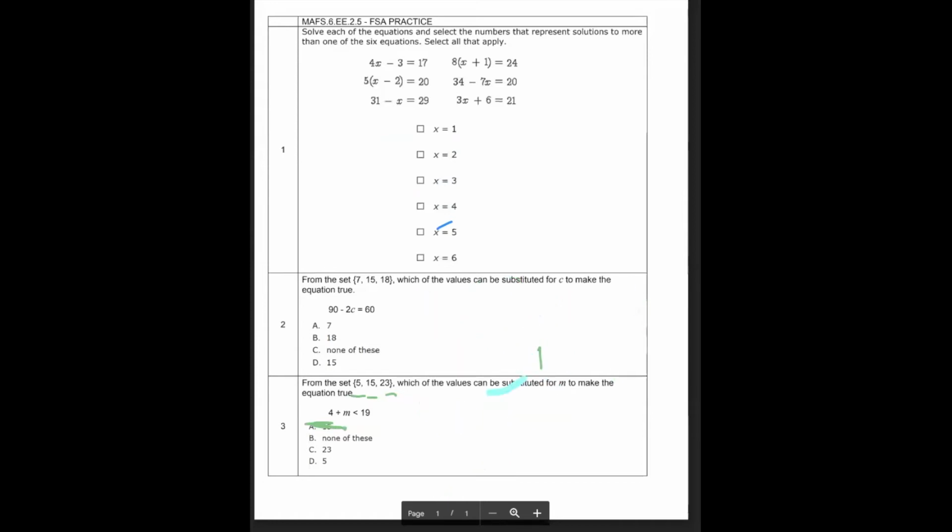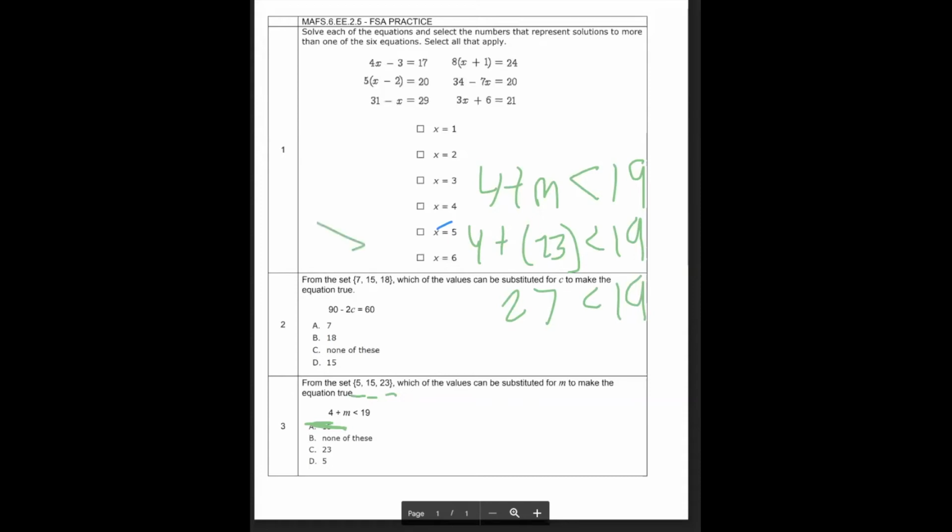The next one that I see is choice C with 23. So I'm going to plug in that one. 4 plus m is less than 19. If I plug in 23, I get 27 here. 4 plus 23 is 27. When I do that though, there's no way that can be true. That only works if the sign is this way, if the alligator is eating the bigger one. So since 27 is bigger than 19, this sign doesn't work, which means that 23 is not true. So again, we're going to try choice D, and if that works, then we have our answer, and if not, the answer is none of these.